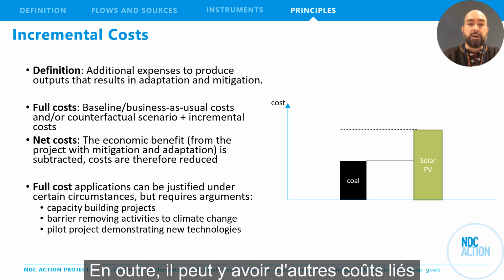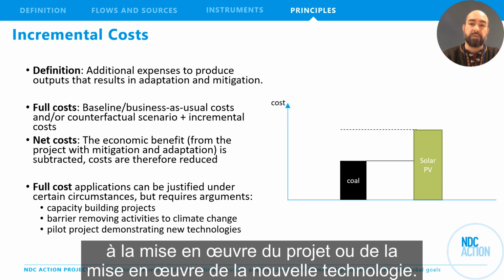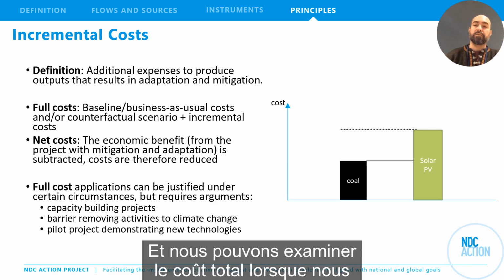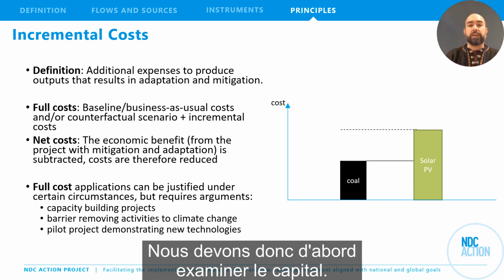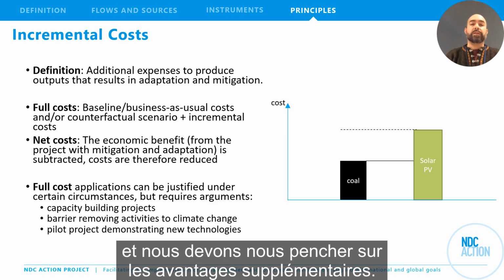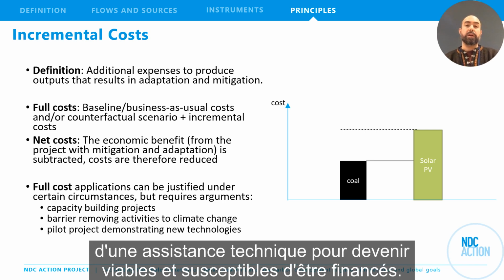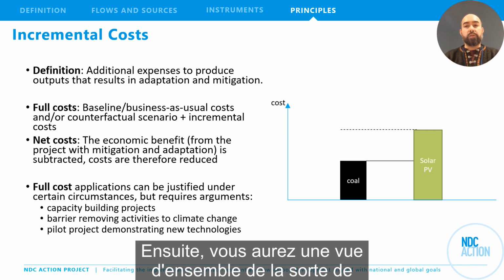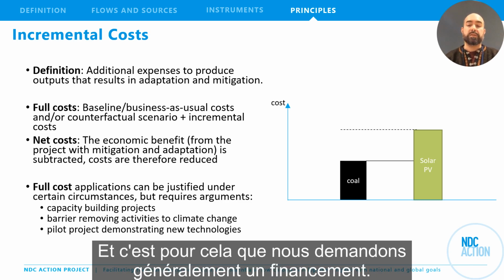And then on top of that, there can be other costs related to capacity building and so forth that can be added as a need to make the project or implementation of the new technology happen. And we can look at the full costs when we add the net costs and these additional expenses. So we need to first look at the capital expenditures difference, and we need to look at the lifetime benefits, and we need to look at the additional needs that our projects and programs have for them to become viable and bankable, and then get an overview of what the full incremental costs of our projects and programs are. And that is what we usually request funding for.